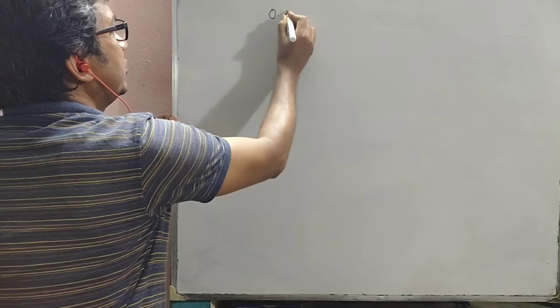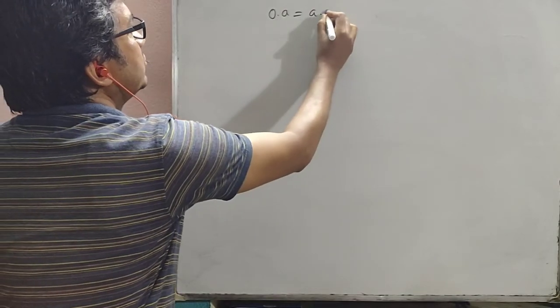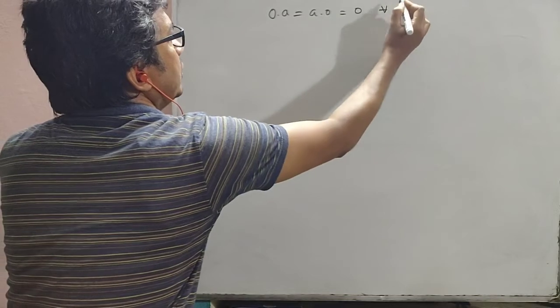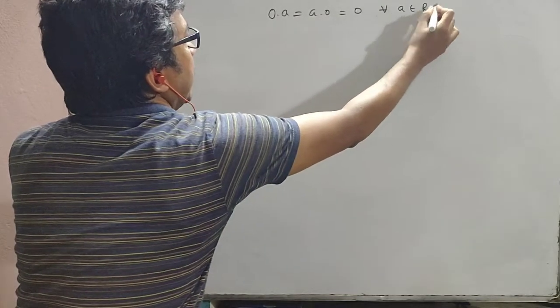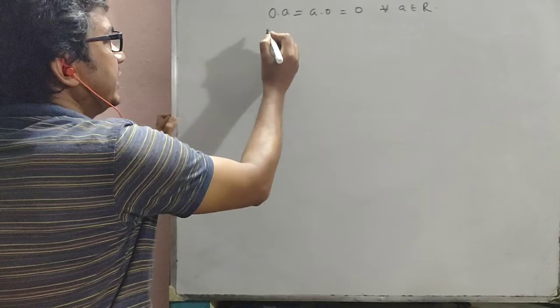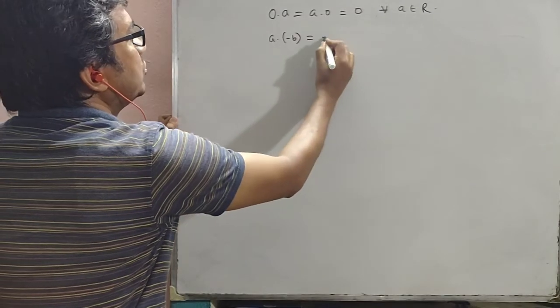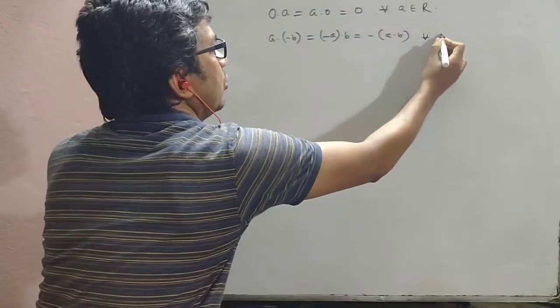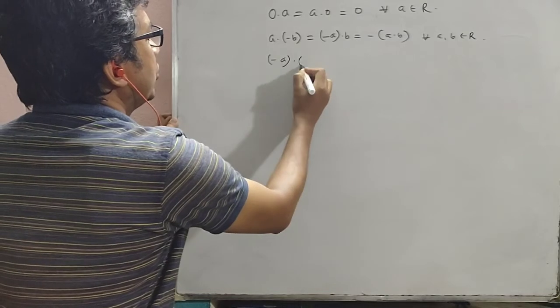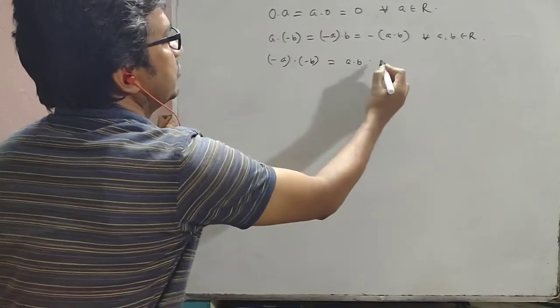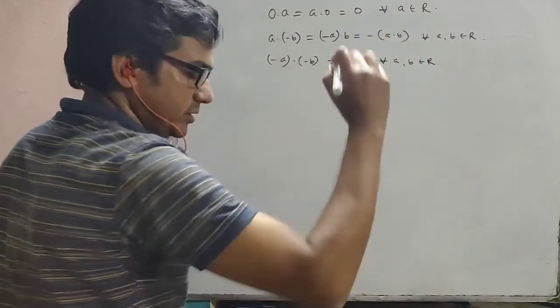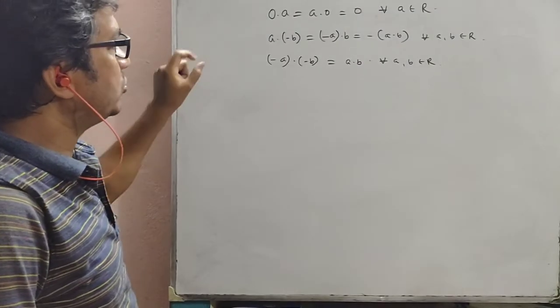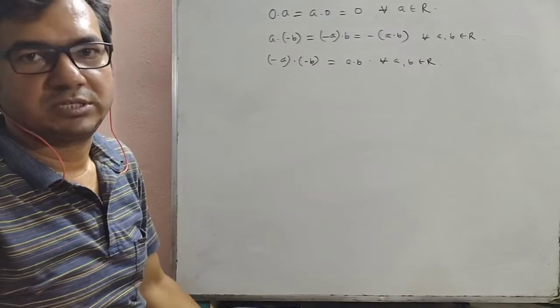In a ring, 0 into a equal to a into 0 equal to 0 for all a belongs to R. In a ring, a into minus b equal to minus a into b equal to minus a dot b for all a, b belongs to R, and minus a dot minus b equal to a dot b for all a, b belongs to R. Okay, and we now prove these three results one by one.